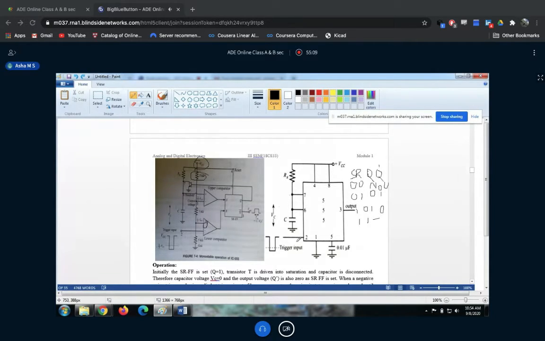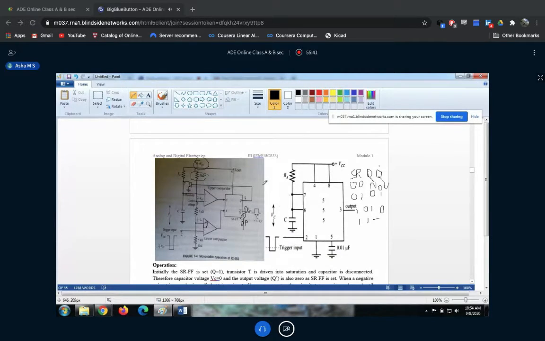So what we are doing here is, initially, let's assume that this flip-flop is in the set condition. If it is in the set condition, what does that mean? Guys, I hope you are listening. Set condition means this Q is 1. And guys, I forgot to tell you, this is our output. The output terminal is connected to pin number 3. So this Q bar is the output.